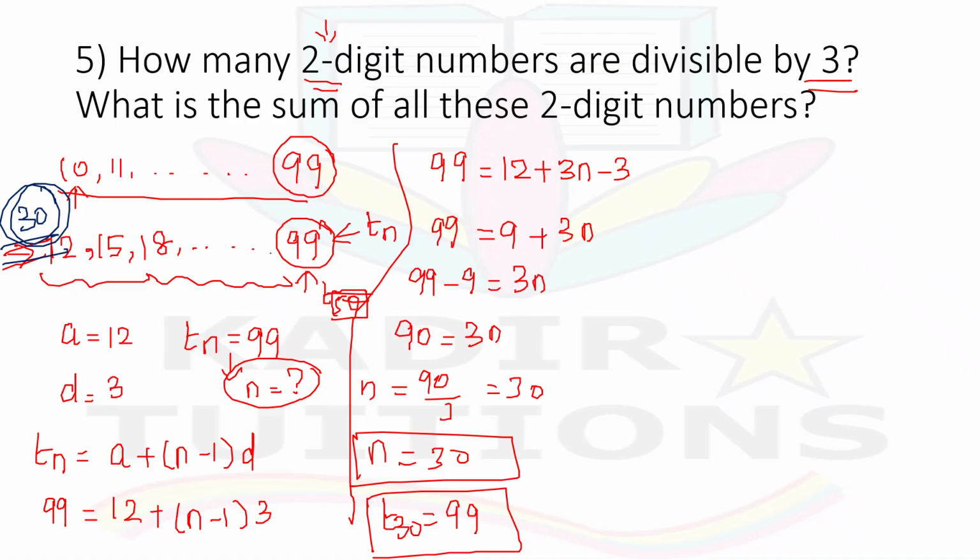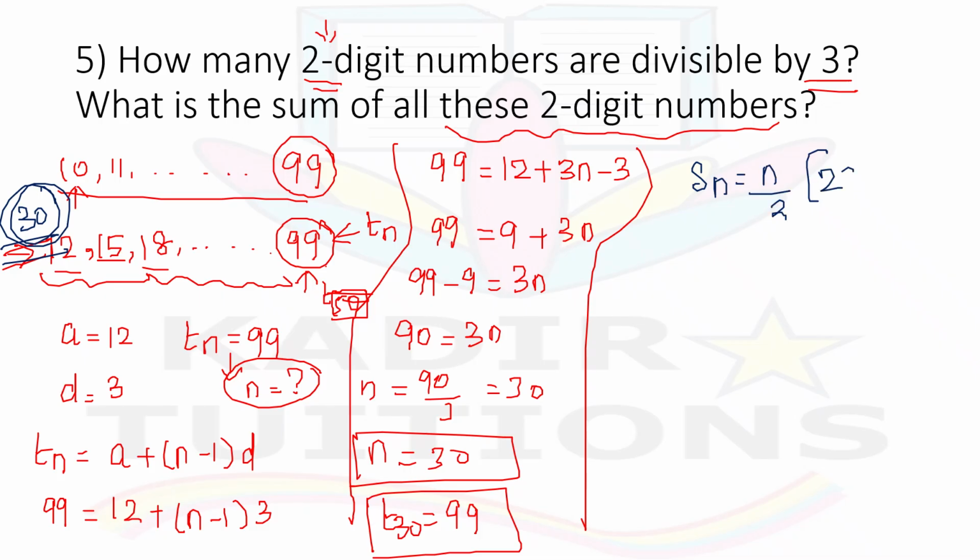Now the second part of the question is: what is the sum of all these two-digit numbers? So we are going to add. What is the meaning of that? So first number is 12. So we are going to add 12 plus 15 plus 18 plus 21, like that. We are going to add till 99, and we need to find the sum. For that we have a formula, the summation of all the numbers in an AP. So now we are going to use the formula Sn equal to n by 2 (2a plus (n minus 1) into d). If you want to find the sum till a certain term, you can use this Sn.